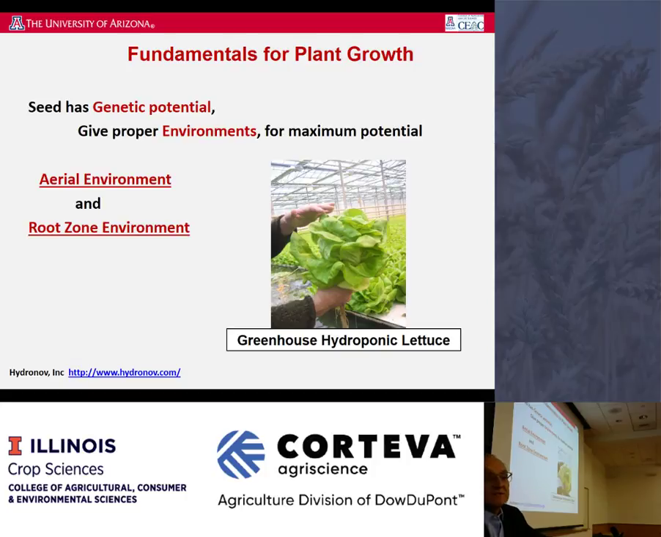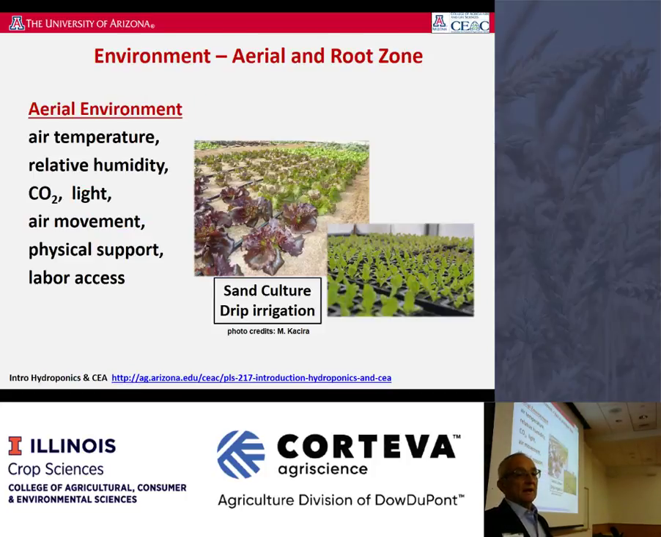The two environments are the aerial environment and the root zone environment. Don't forget about that which we cannot see. The parameters that you see here are typical of what provides the aerial environment. I'll make note that the last one listed is access for labor.